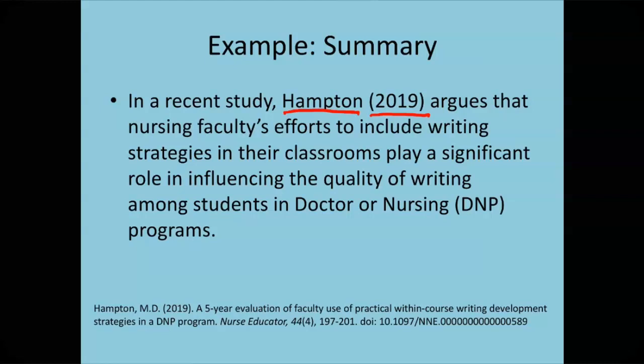Now, if I didn't want to integrate the author's name into my sentence, and I'm just going to state the fact, which would probably start right here, I would take this out. Nursing faculty's efforts to include writing strategies in their classrooms play a significant role in influencing the quality of writing among students in Doctor of Nursing programs. And there should be a period, apologies for that. So I still got to cite.